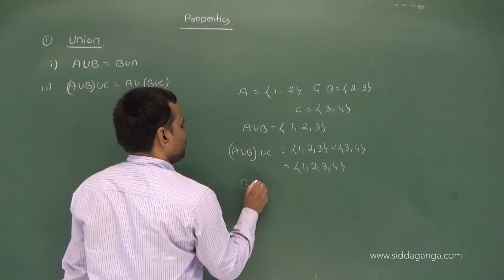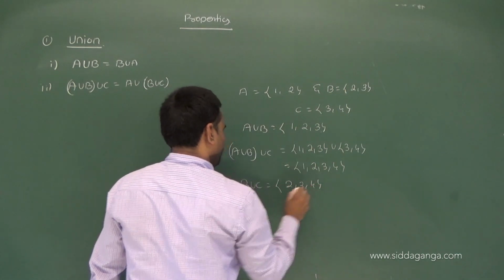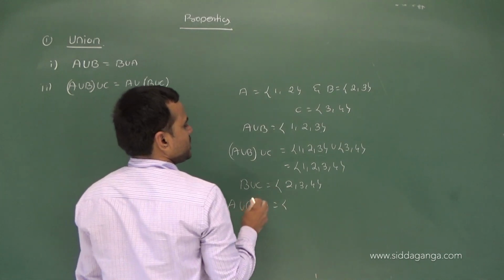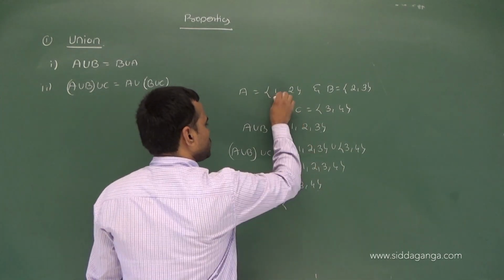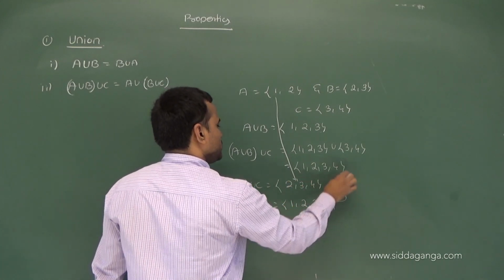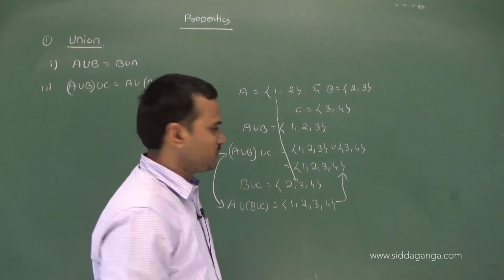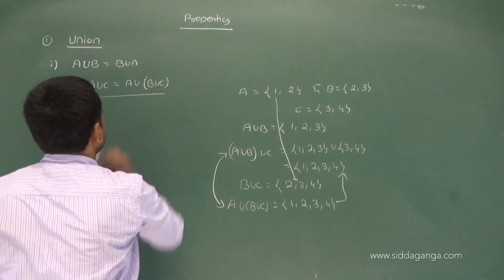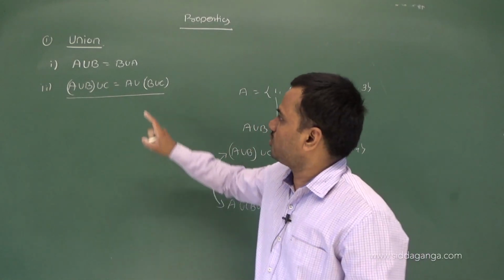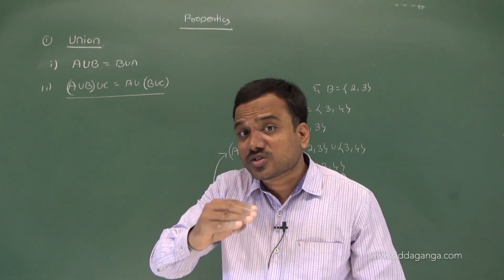Firstly we find B ∪ C, which is {2, 3, 4}. Then A ∪ (B ∪ C), combining these two results, so again it is {1, 2, 3, 4}. See the result, both results are the same. The RHS is the same, so that implies (A ∪ B) ∪ C is always equal to A ∪ (B ∪ C). This property we call the associative law.